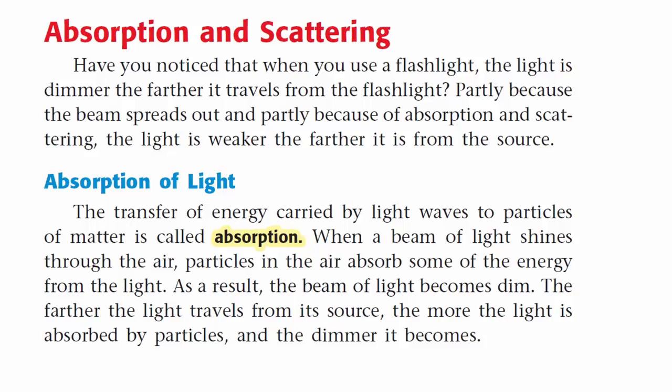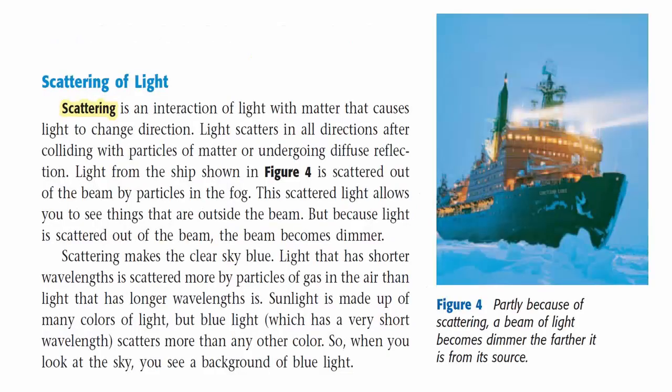The farther the light travels from its source, the more the light is absorbed by particles, and the dimmer it becomes. Scattering of light. Scattering is an interaction of light with matter that causes light to change direction. Light scatters in all directions after colliding with particles of matter or undergoing diffuse reflection. Light from the ship shown in Figure 4 is scattered out of the beam by particles in the fog. This scattered light allows you to see things that are outside the beam. But because light is scattered out of the beam, the beam becomes dimmer.